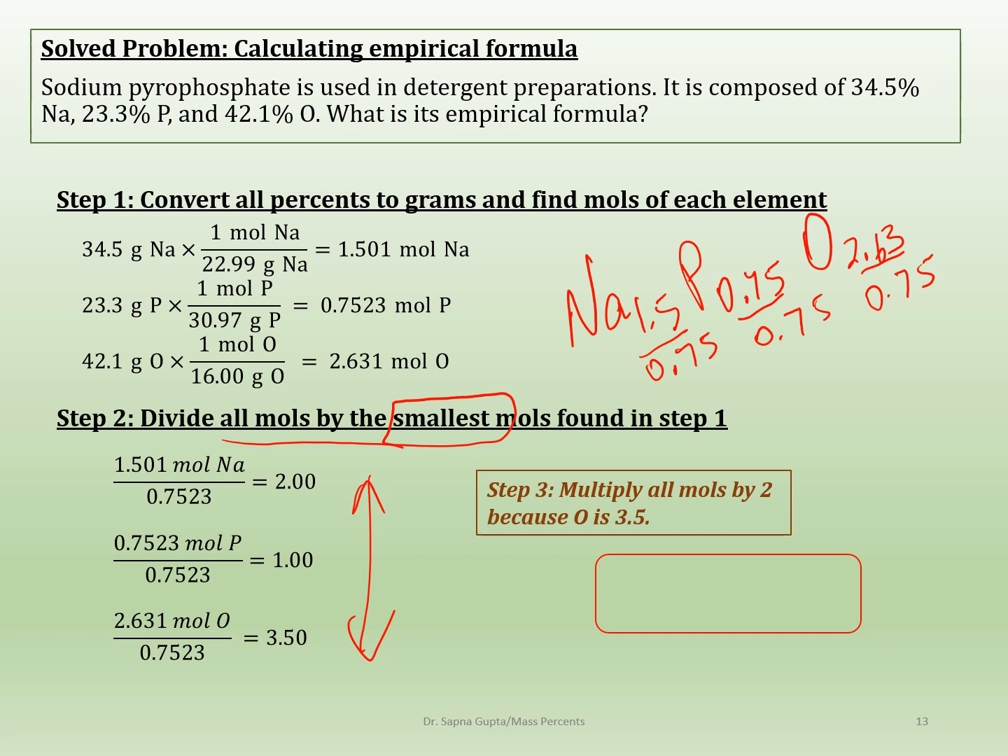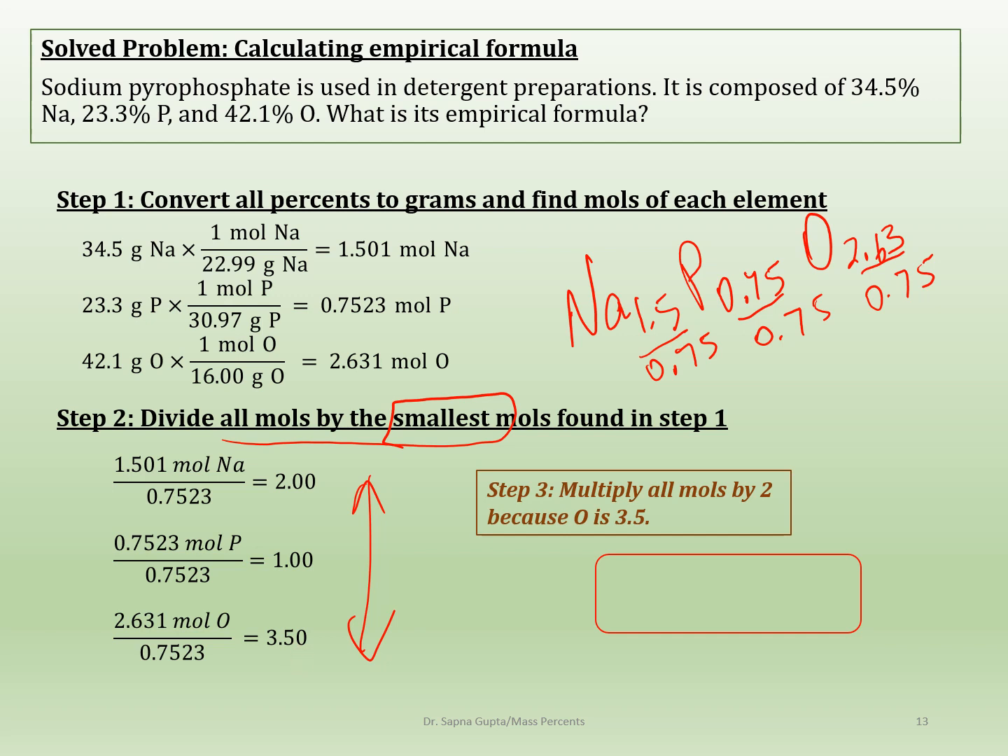It turns out that we are very lucky. Of course we are lucky. We're always lucky, right? So here 1.5 divided by 0.75 will give us 2. If you get 1.99, you can round it off to 2. Don't leave it as any kind of a fraction. Then this one of course should be 1, because we're just dividing it by the smallest number. And then the other one comes out to be 3.5. Now that should kind of wake you up. You're like, oh no, this is not good.